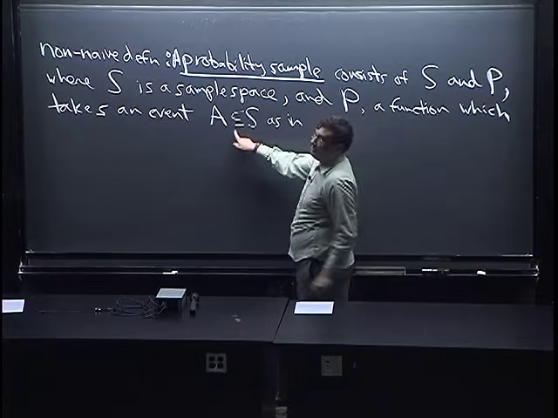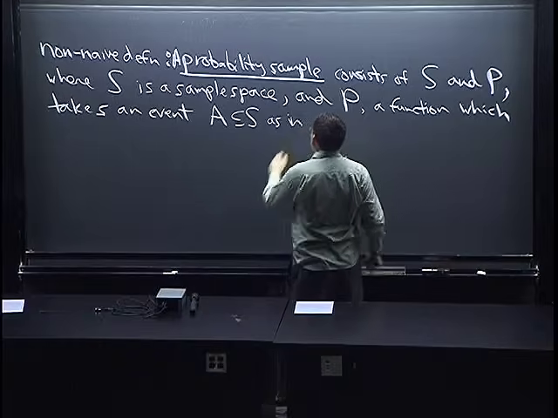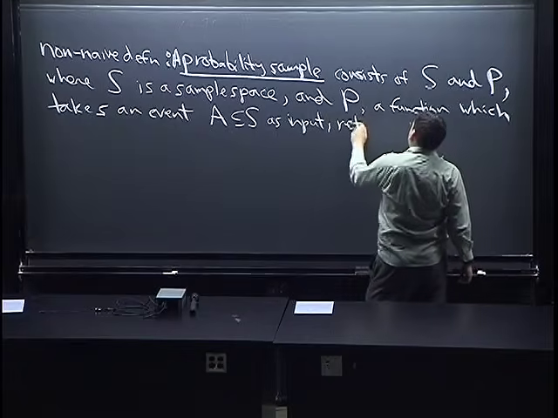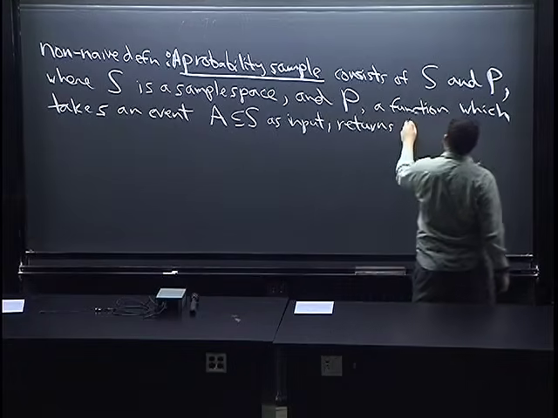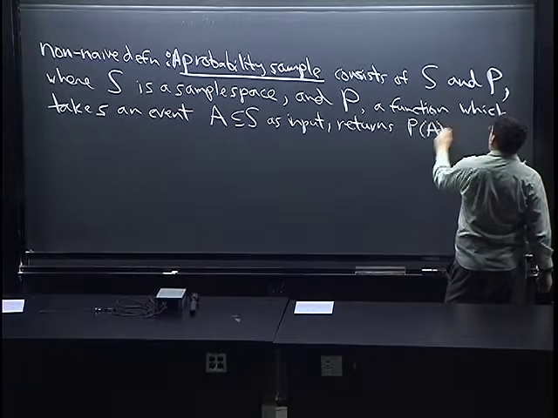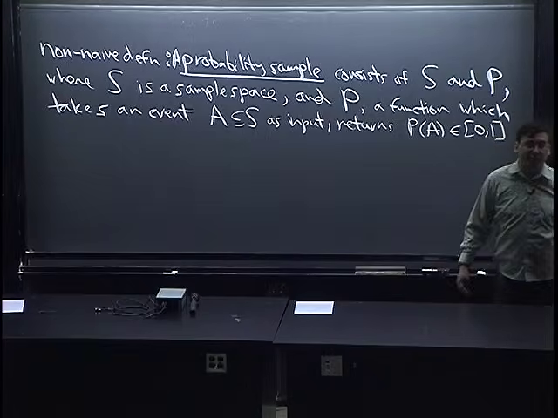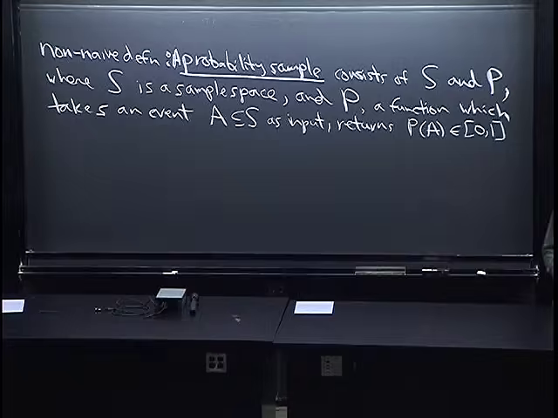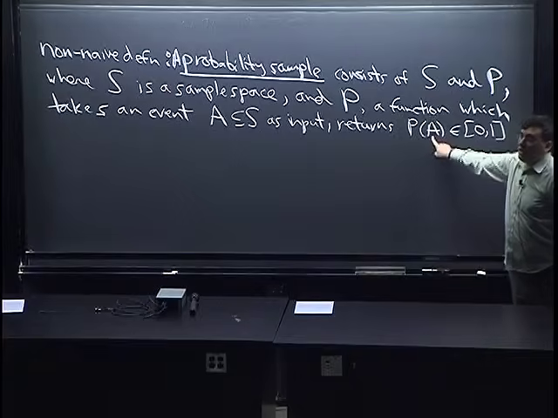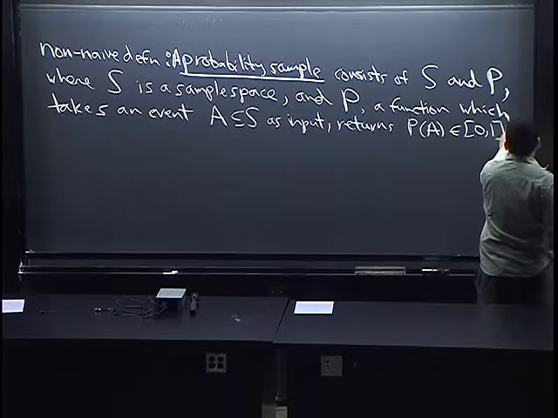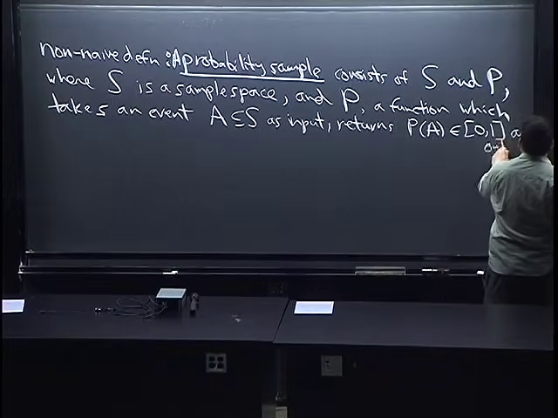So an event is a subset of S, that's the subset symbol, input, and gives P of A, which is a number between 0 and 1, because we want probabilities just by convention. Standard convention is that we want probabilities to be numbers between 0 and 1. So the input is an event, the output is a number between 0 and 1.